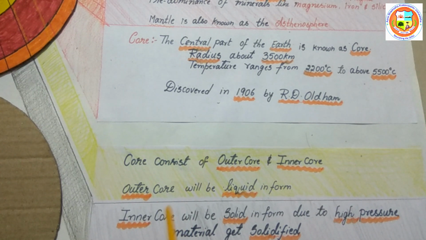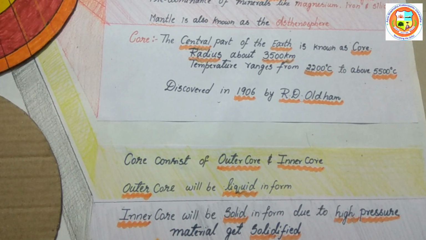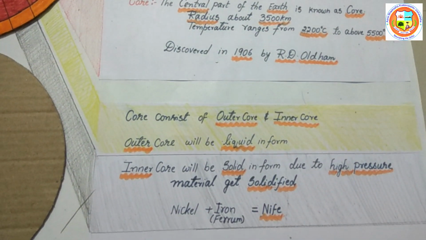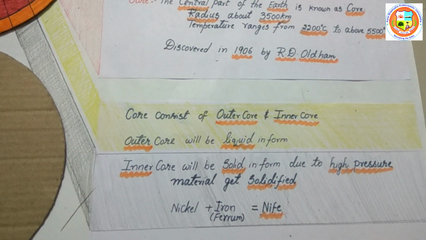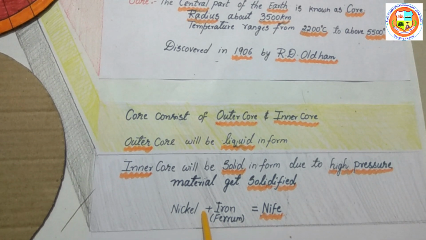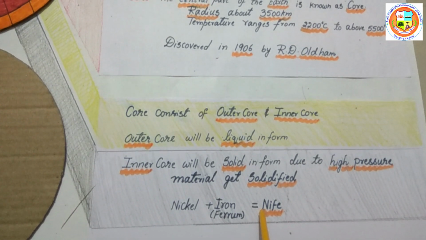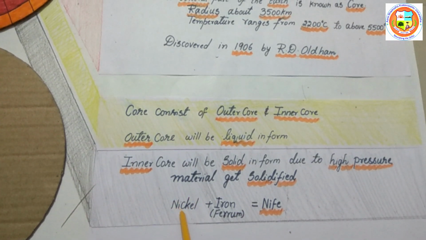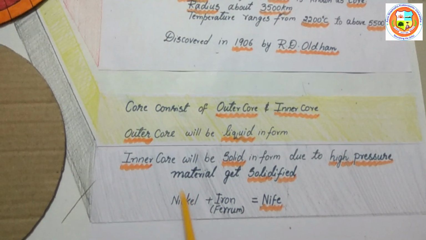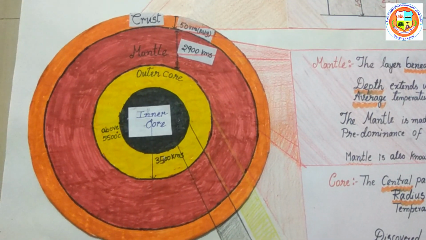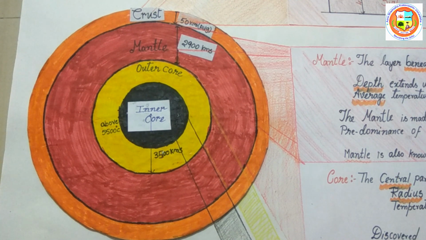Understood? The core consists of materials like nickel and iron. Iron's chemical name is ferrum, so the inner core gets the name Nife. Nickel plus iron equals Nife. So this is about the layers of the earth, and thank you very much for listening. Bye.